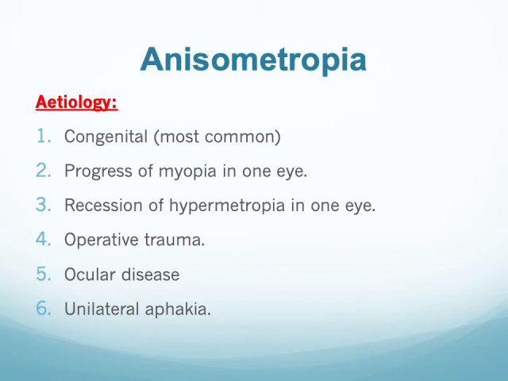For example, you can have a patient who is myopic -1 in one eye and -9 in the other eye. This is called anisometropia. Or a patient who is hypermetropic +1 in one eye and +6 in the other eye, and this is also called anisometropia.